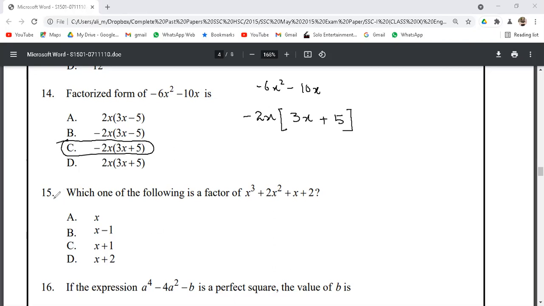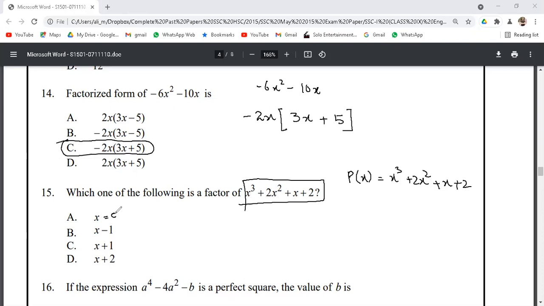Let's see question number 15, in which we have a cubical expression and we have to identify which of the following is the correct factor of this cubical polynomial. So we have a polynomial P of x equals x cubed plus 2x squared plus x plus 2. So we have to put the values of x from these factors, and we have to check whether the polynomial becomes 0 or not.